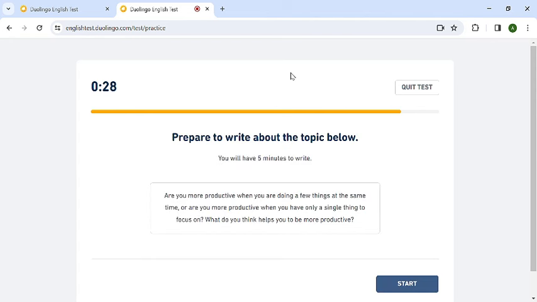Are you more productive when you're doing a few things at the same time, or are you more productive when you have only a single thing to focus on? What do you think helps you to be more productive?